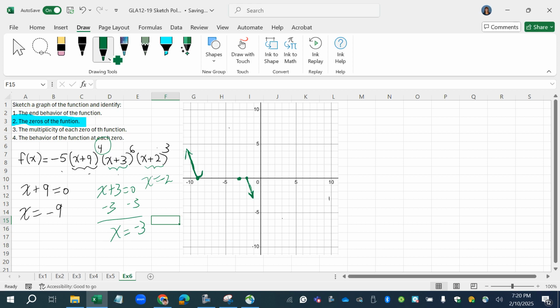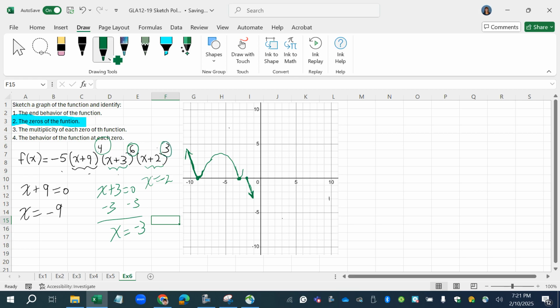The next one has a multiplicity of 6, so we know that one also is going to be a touch instead of going through. So here is the 0 at x equals negative 3. We are going to be touching it. But notice that since we're above the x-axis now, somewhere we would have turned around to come back to that 0. Now we're going to be approaching it from above and again touching it and turning around.